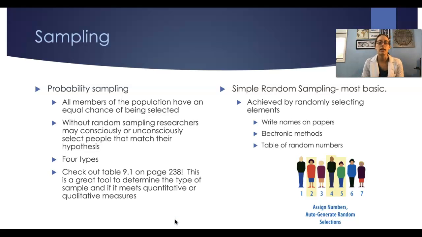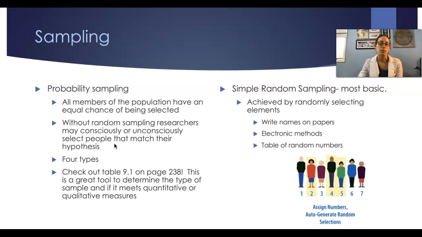So we have probability sampling, and we already talked about that. Without random sampling, researchers may consciously or unconsciously select people that match their hypothesis. So the goal of random sampling here is to prevent bias. There's 4 types. There's actually a table on page 238 that's a really nice tool to determine whether your sample is quantitative or qualitative, but simple random sampling is your most basic, and it's achieved by literally randomly selecting things.